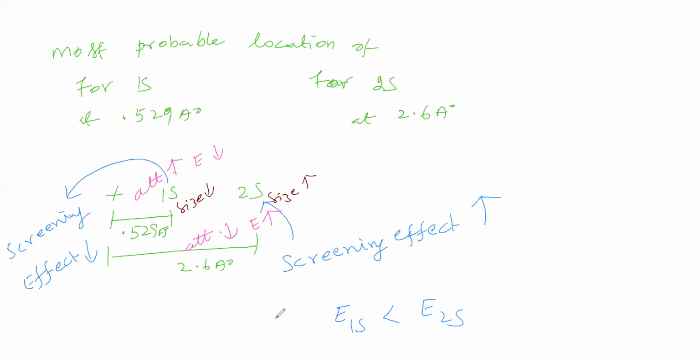So what is the reason? One reason is due to size, and another reason is due to the screening effect. So next we will see regarding 2s and 2p. The energy of 2s is less than the energy of 2p. What is the reason, we will see. How it will be, that point we will see.